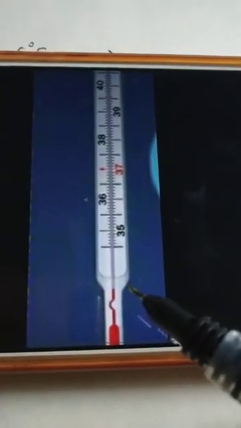Generally we use mercury. Why is mercury generally used? The reason is there are a lot of advantages of mercury. Mercury is easily visible through the glass as it is opaque and shiny. So we can easily see it through this glass.